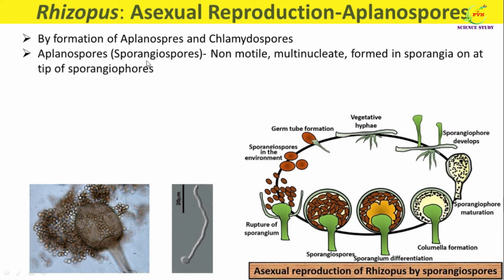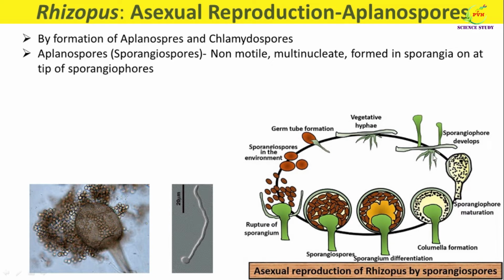Aplanospores are also known as sporangiospores. These are non-motile, multinucleate and formed in sporangia on the sporangiophores. So this is the sporangiophore, and at the end of the sporangiophore, sporangia are produced, and inside this sporangium, spores are enclosed. Dear students, here you can see how sporangiophores are developed.